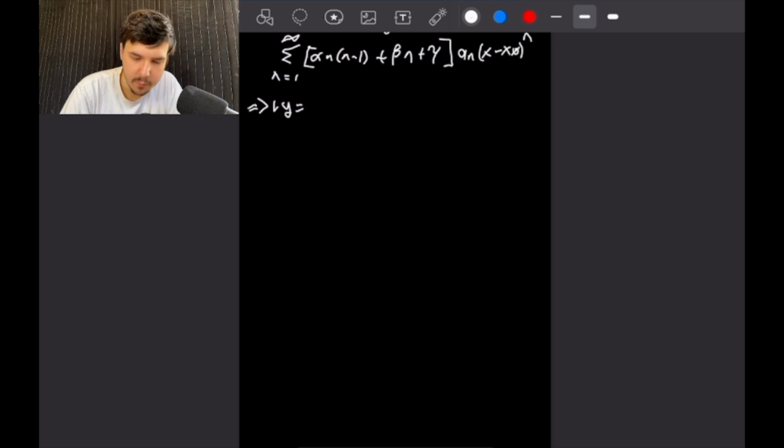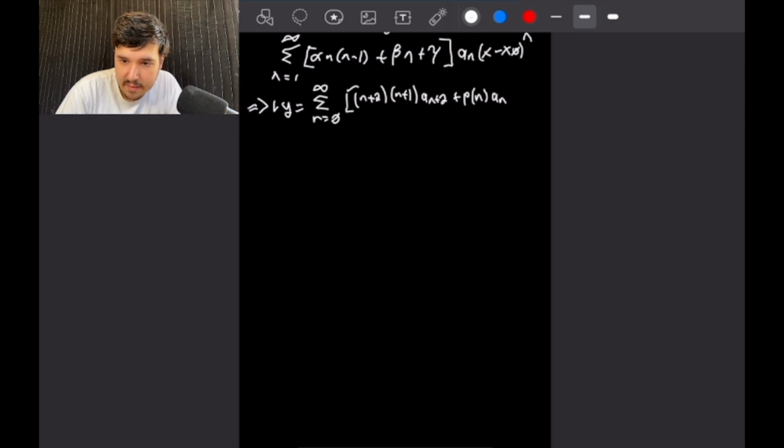Here we'll have L times y is equal to the sum as n goes from 0 to infinity of the following. We will have from our re-indexing an n plus 2 times n plus 1 times a sub n plus 2. And then from our other term, we will have a plus p sub n times a sub n. And that will all be times our powers of x minus x sub naught, which was to the nth power. Great. So thus we can conclude that we have the following relationship.